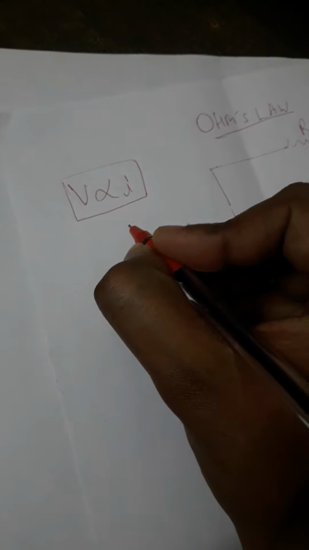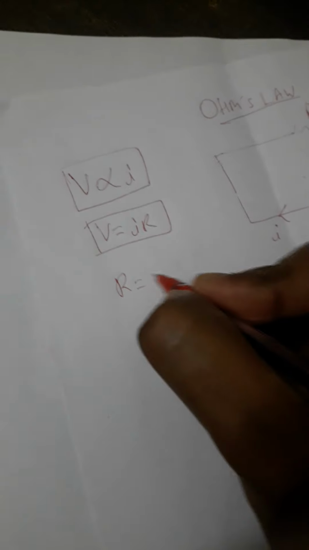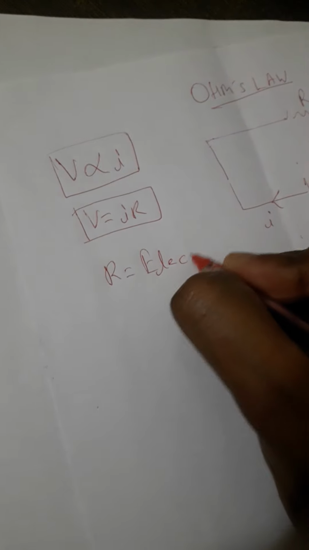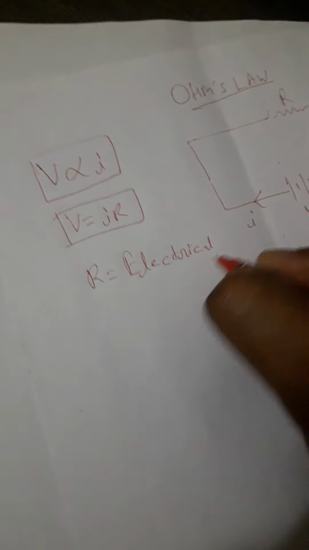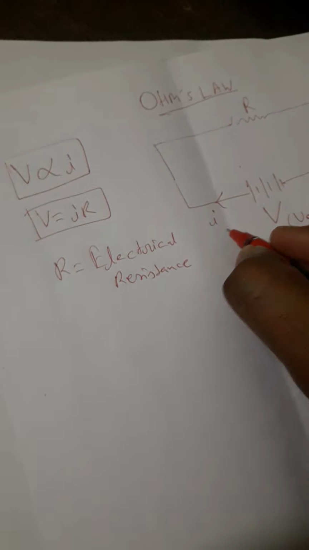If we remove the proportionality sign, here comes a constant R. V is equal to IR. This capital R is known as electrical resistance. And you already know V is the voltage and small I is the current.